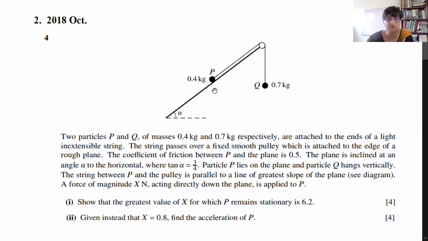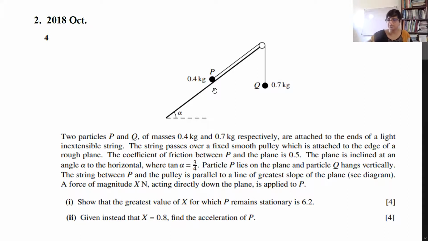The other particle is on the slope, P and Q. This is alpha. Just draw the diagram. And just like in the previous question, half of the question can be absorbed just by looking at the diagram.